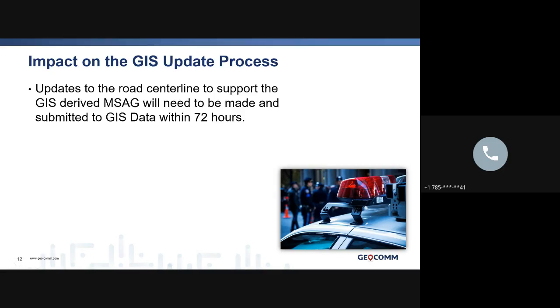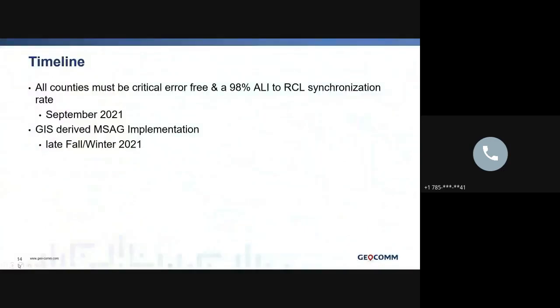Okay, Blake, I think the next slide is going into the timeline. Let's cover that and then we'll break and see if there are any questions. So what's the timeline for this? Well, our ultimate goal is that all of the counties are critical error free and at 98% alley to road centerline synchronization by September. I keep an eye on submissions that are sent in almost on a daily basis. Sometimes it's every other day when I have other things going on, but I'm always looking at those and seeing how they are.